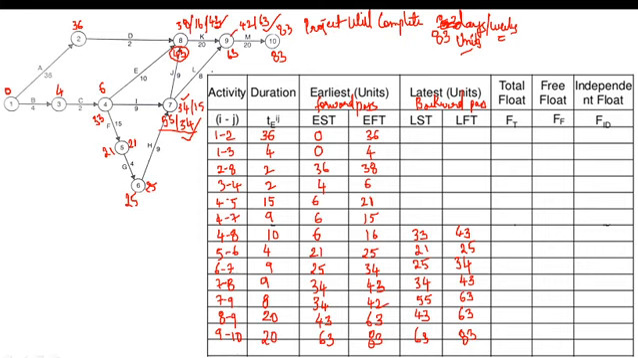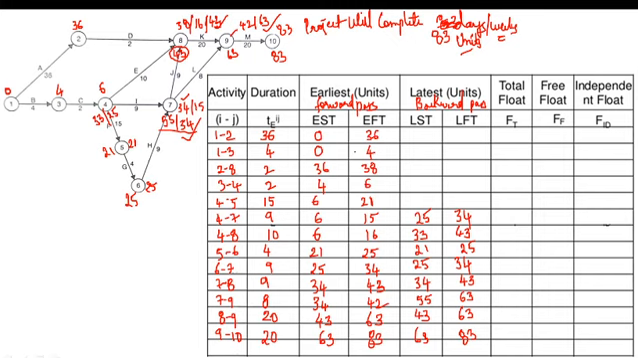Now consider 4 to 7. Where is 4 to 7? At 7, which value are we preferring? The lower value, that is 34. Okay. From this backward pass calculation, we will consider 34. So 34 minus activity duration 9 means 25. We will get 25. So here one more value we have got as 25.